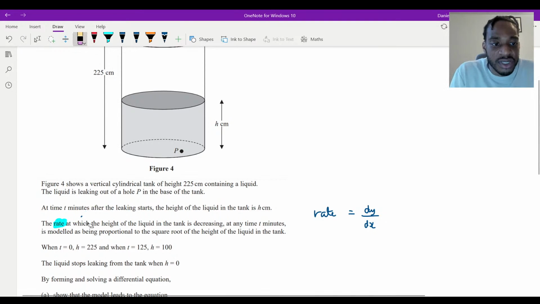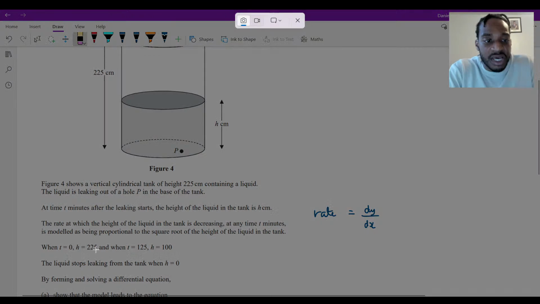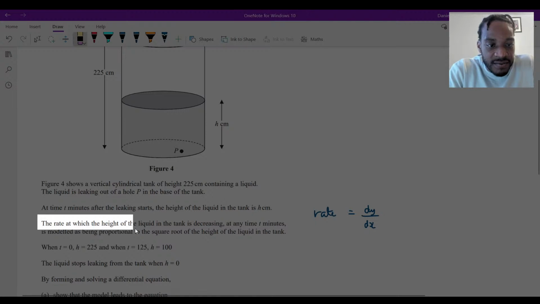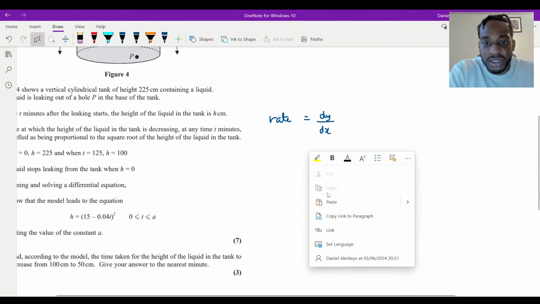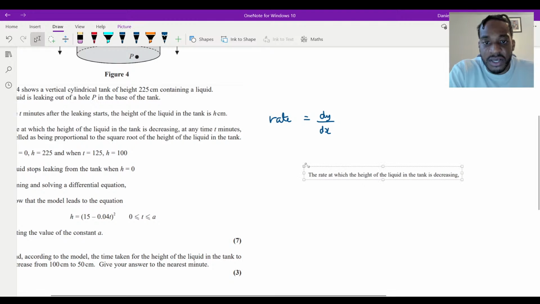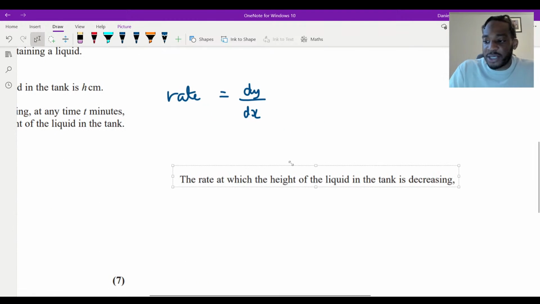What I'll do actually, just so it's clear, I'll copy this and put this here. So rate at which the height, that there tells me that's dh by dt. So I hope that makes sense, right? I'm going to put this there. That part just means dh by dt. This part means dh by dt, like that.